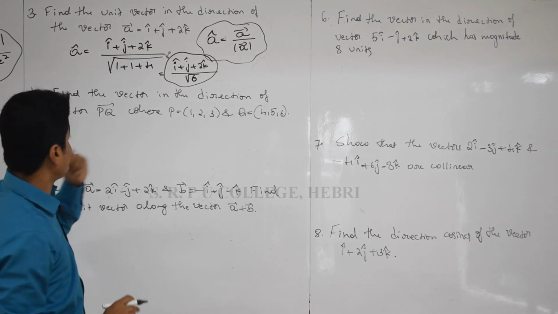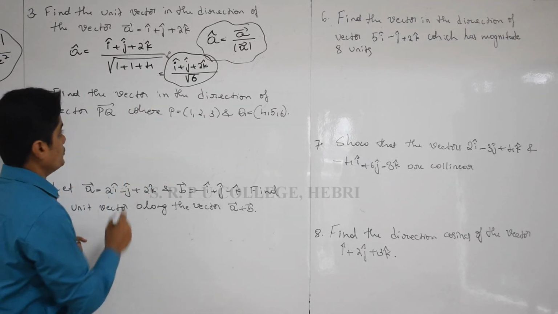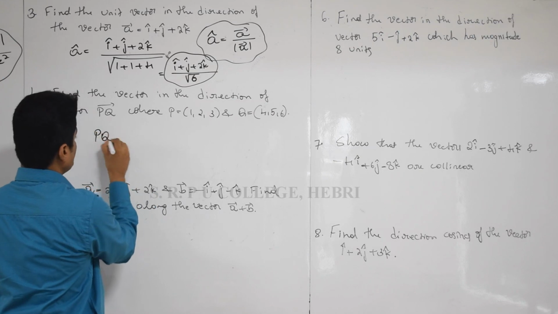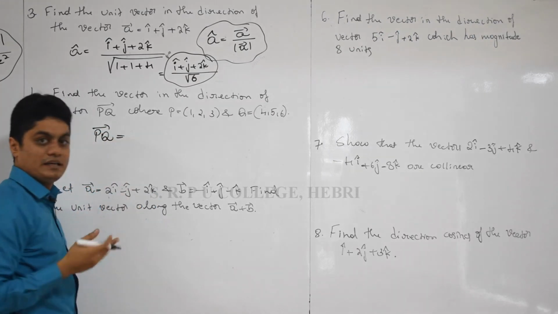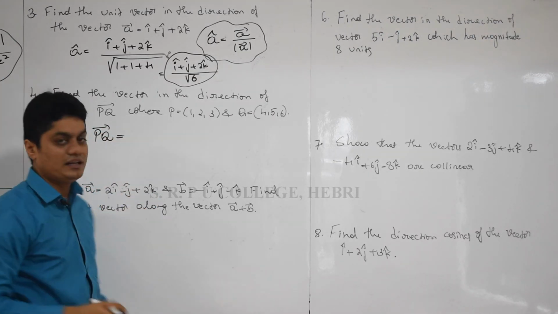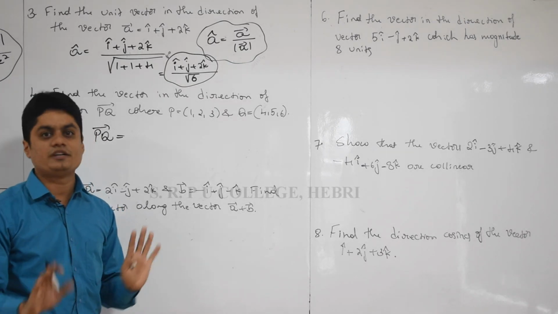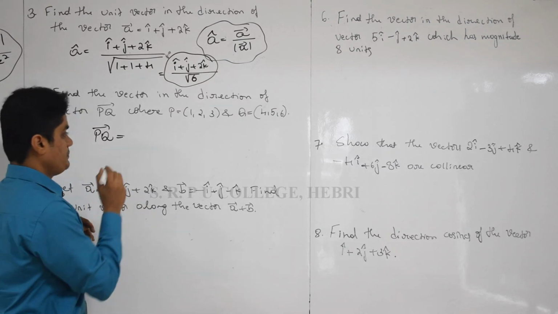Okay. Find the vector in the direction of vector PQ, where P and Q are given. That means you have to find out vector PQ only. They did not use the word unit vector. They ask to find the vector in the direction of vector PQ, so just find out vector PQ. How do we find vector PQ?